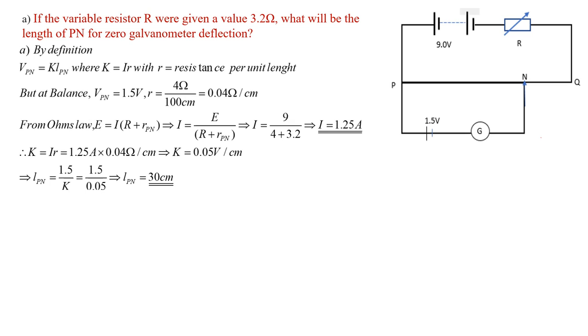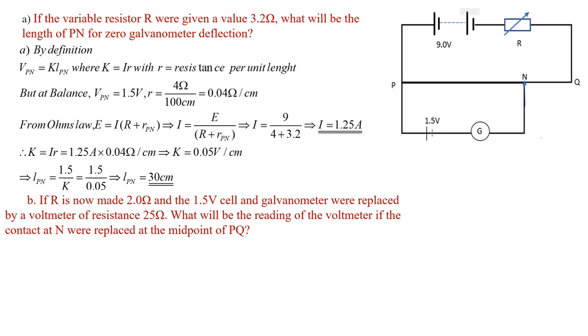And so we can now calculate the potential gradient, which is equal to 1.25 times 0.04 ohm per centimeter, which gives 0.05 volts. And from there we can deduce the length of PN. Since Vpn is equal to K Lpn, from there we get that Lpn will be equal to Vpn divided by K. Our K, which is our potential gradient, is 0.05, and numerical application gives us 30 centimeters.